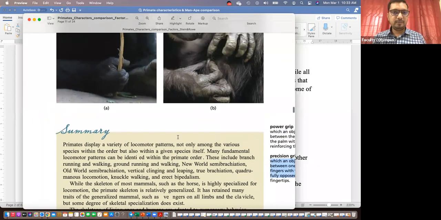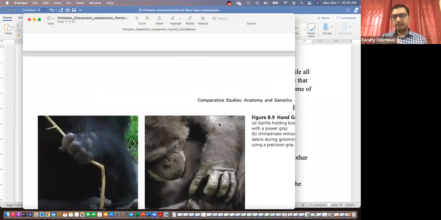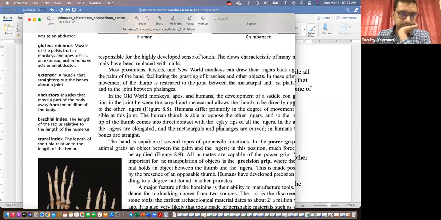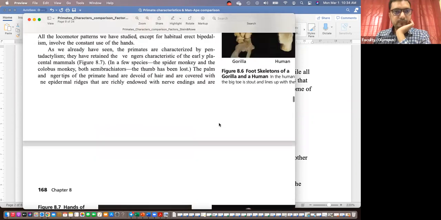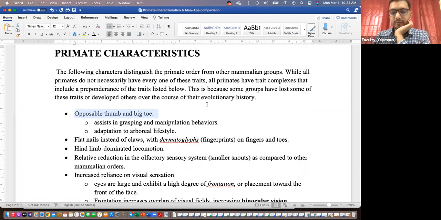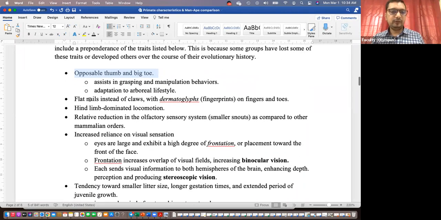Okay, this is a nice chapter. This is a resource for us to read. Of course, you don't have to read everything, so I'm selectively talking about the information and showing the images. Okay, next, I'm going to share this Word document with you, so you know what features you need to remember. And then we also have flat nails instead of claws, with fingerprints on fingers and toes.